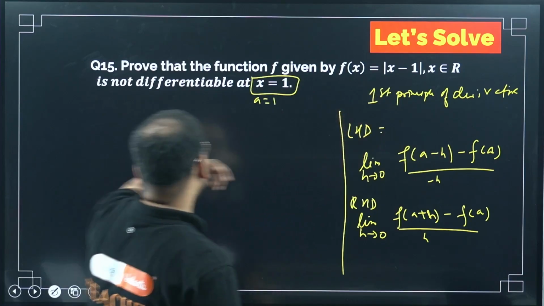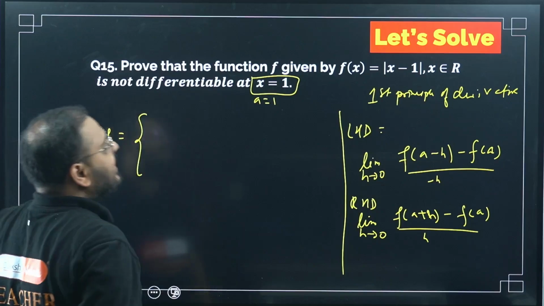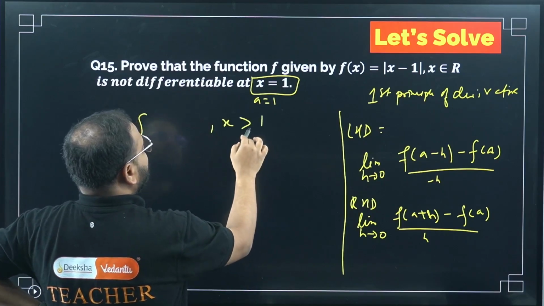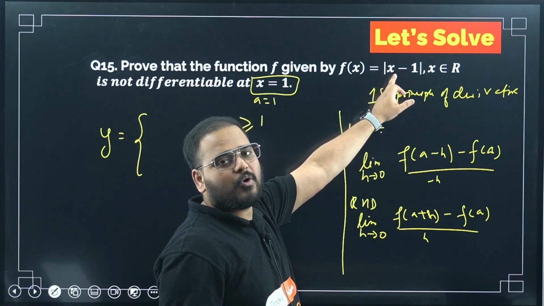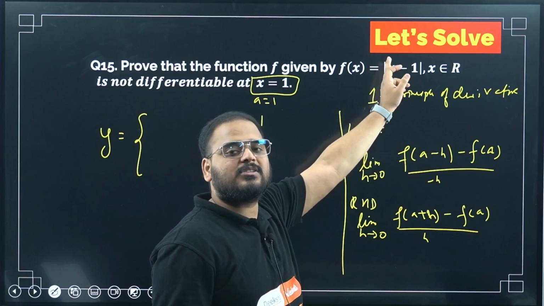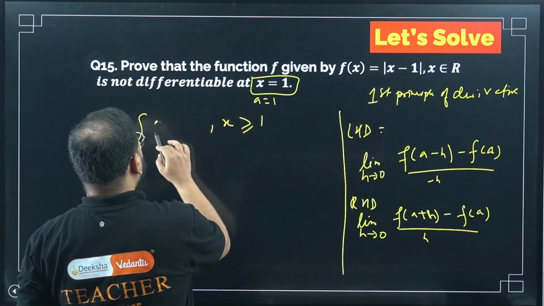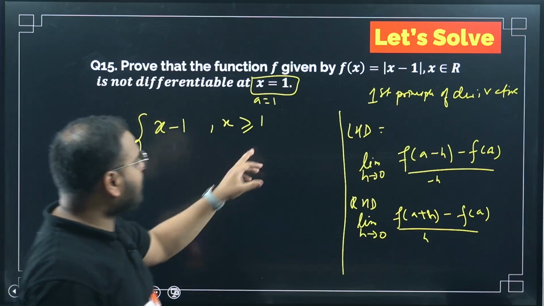Now we have to define the function. For all x greater than or equal to 1, what will happen? It will be positive: 1 minus 1 is 0, 2 minus 1 is 1, 3 minus 1 is 2. All positive numbers, so the function will become x minus 1. Yes or no? X minus 1.